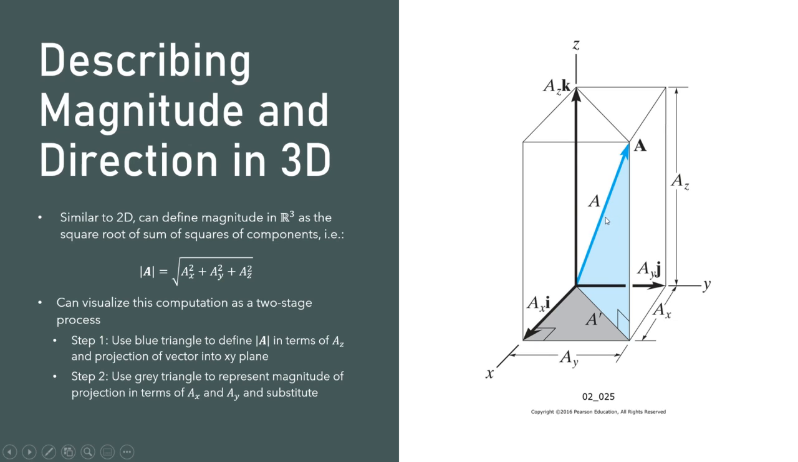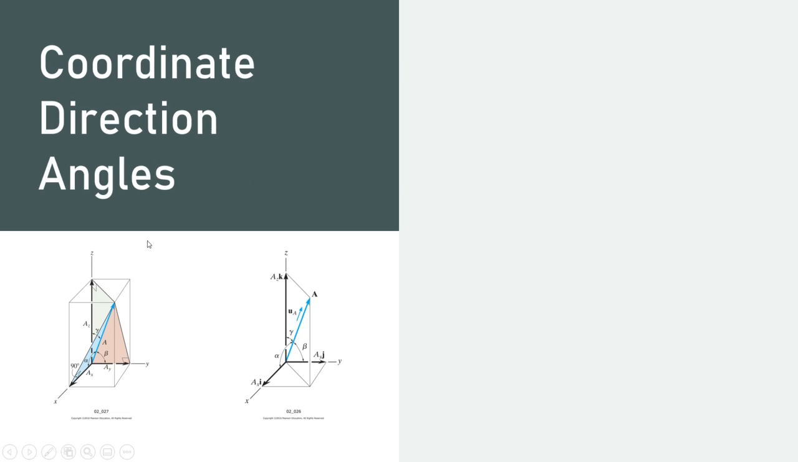That's not what you wanted, though. You wanted the magnitude of A, but remember you have the magnitude of A in terms of the square root of az squared plus A prime squared. So just substitute in your result from step 2 to step 1, and you'll see that you get this formula.